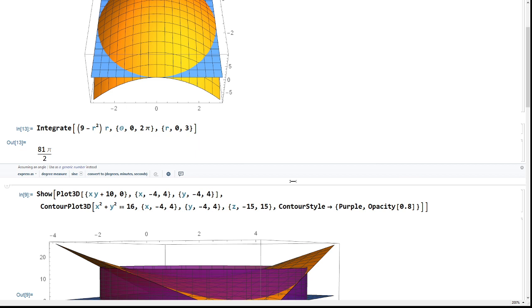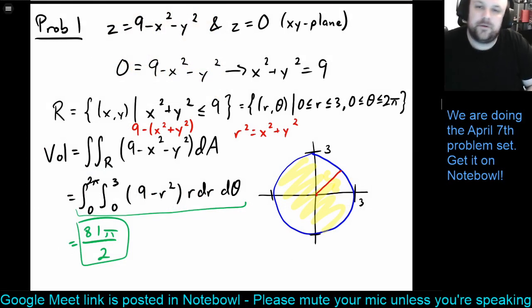So again, the actual computation isn't incredibly interesting. But do feel free to double check that you remember how to do it if you want. Any questions about this one? Hopefully that one was pretty straightforward.